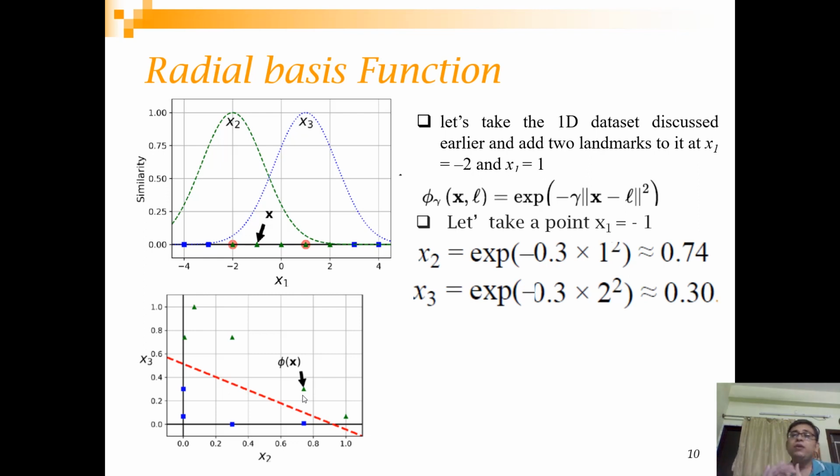All right, now you can understand that you can have as many landmarks as possible. Of course, you can go into higher dimension, and the probability of getting more linearly separable classes will be higher, but at the same time you can understand that too many landmarks will also be unmanageable.